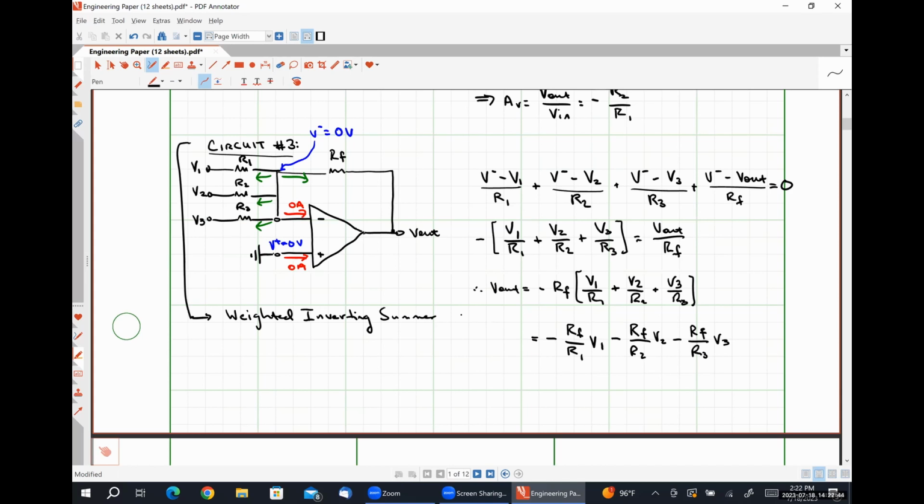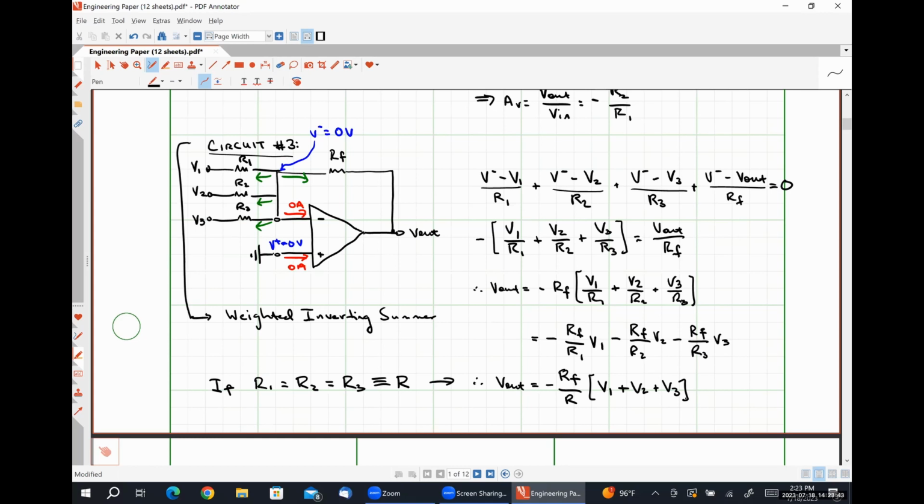In a special case, so let's put it down here, if R1 is equal to R2 is equal to R3, we'll just call this R. Our output relationship simplifies to negative RF divided by R times (V1 plus V2 plus V3). So since all of the input signals are scaled by the same amount, we no longer have a weighted inverting summer, we simply have an inverting summer. So this is how the mathematical operation of addition can be applied to signals.